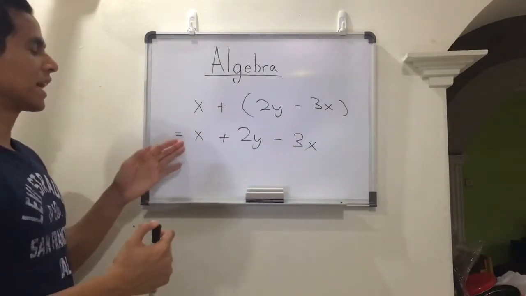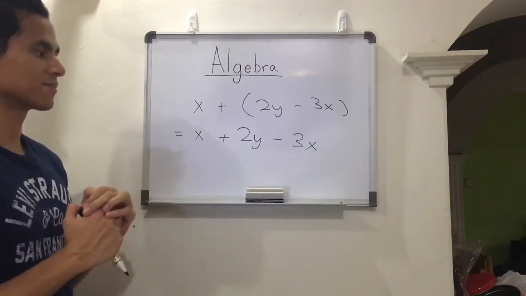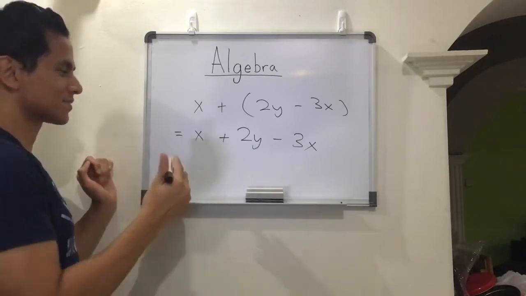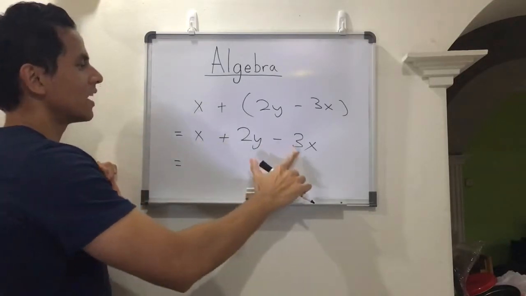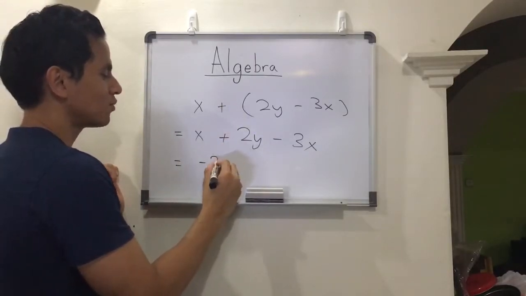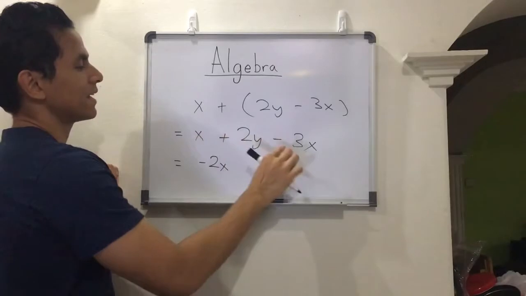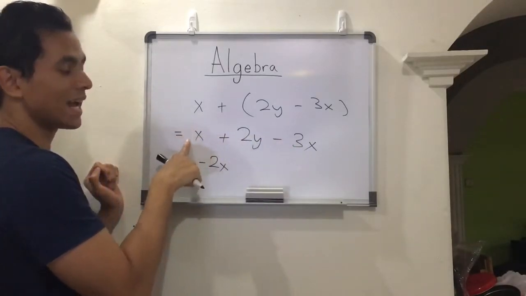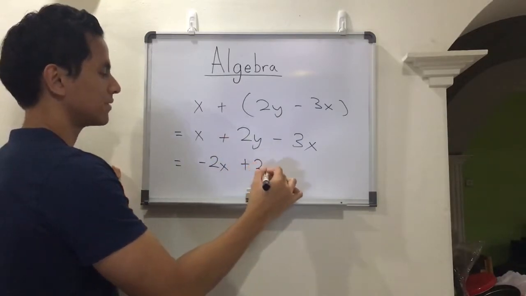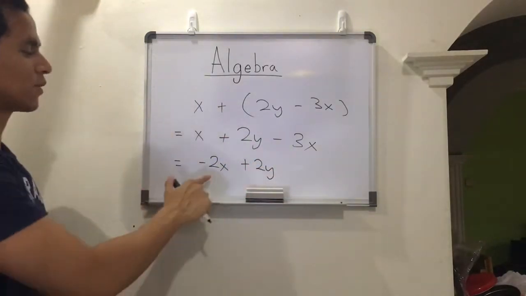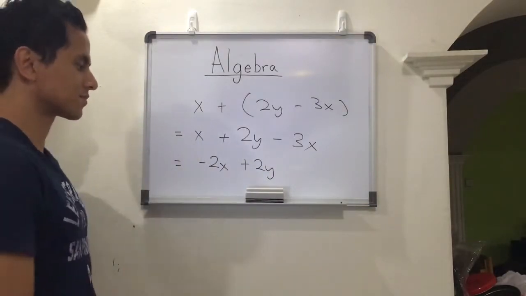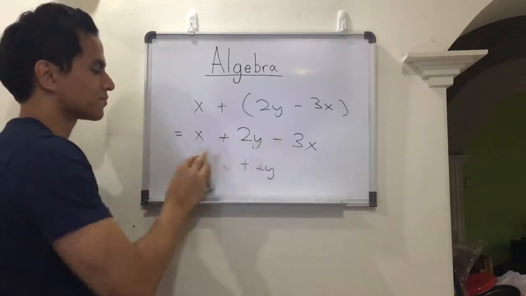And now, again we realize that there is an x here and there is an x here. So we can actually simplify further. Negative 3x and an x, what happens? We're going to get negative 2x, because this is effectively like a 1x. So 1 minus 3 is negative 2. So negative 2x plus 2y. And now, we look here. We can't simplify any further. And finally, yes, this will be our final answer. Let's move on.